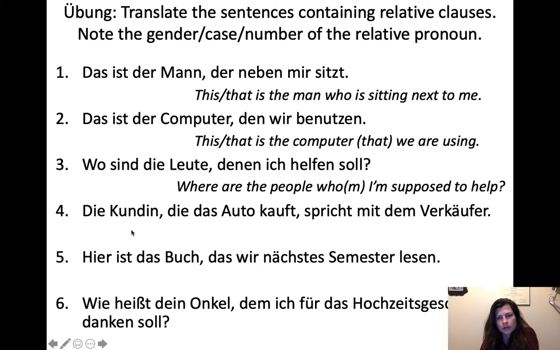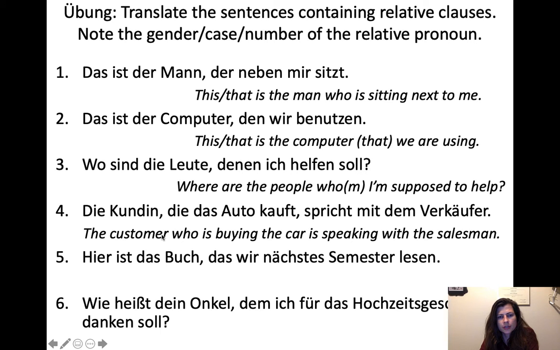Die Kundin, die das Auto kauft, spricht mit dem Verkäufer. So die Kundin is, of course, the customer or the client. And then we have inserted our relative clause, so it's right next to what it describes. So the customer who is buying the car, so die das Auto kauft. So die is referring back to die Kundin, and then within the relative clause, what is it doing? Is it the subject? Is it the direct object, etc.? So you say die Kundin kauft das Auto, so that's actually subject. It's in the nominative. Nominative and feminine.